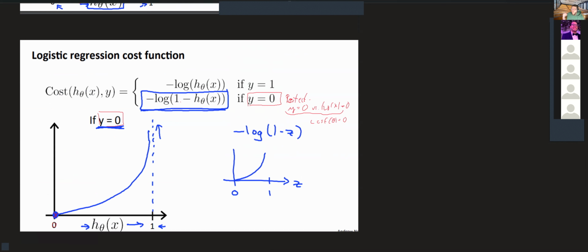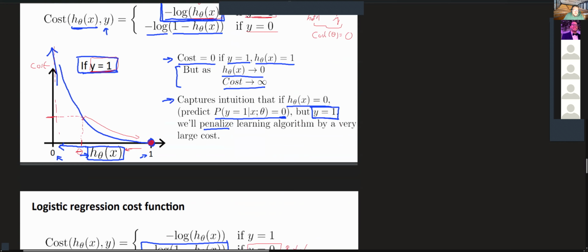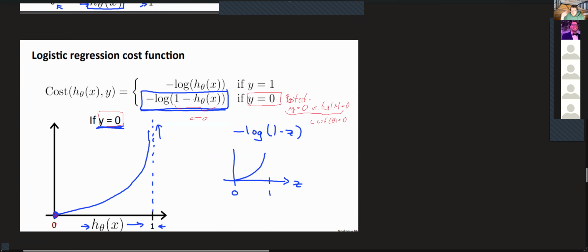So we have 1 minus. And the larger this is away from 0, the smaller this gets. That means this right here gets towards 0, which means that the cost goes to infinity, right? So it's the same logic. It's pretty easy. And this is the cost function for the other case. And that's it. That's the basic cost function.